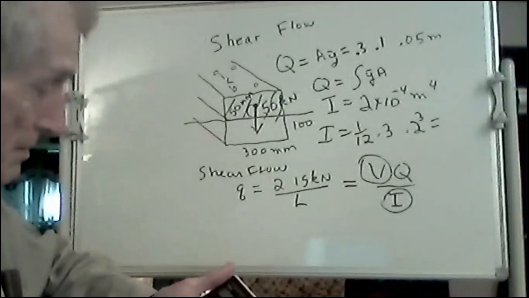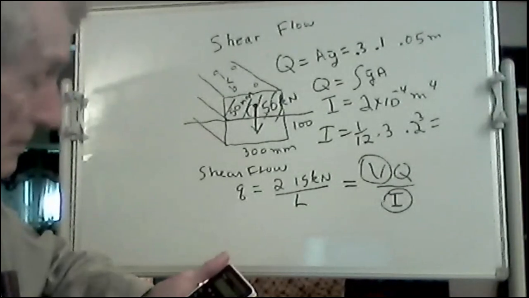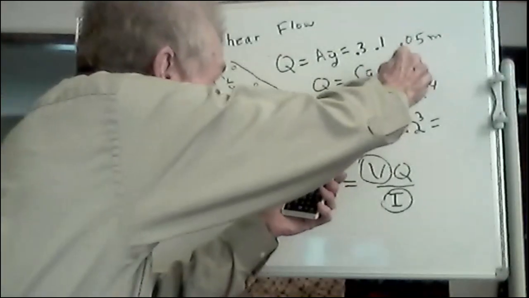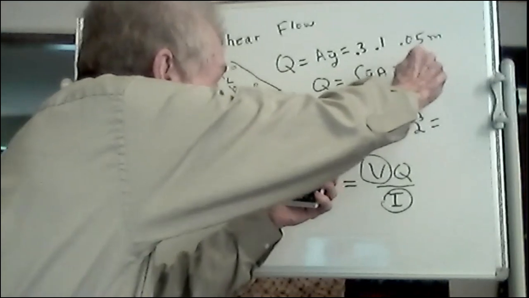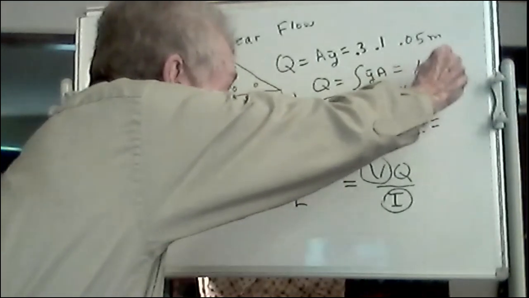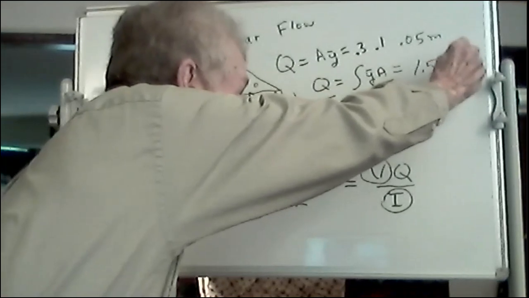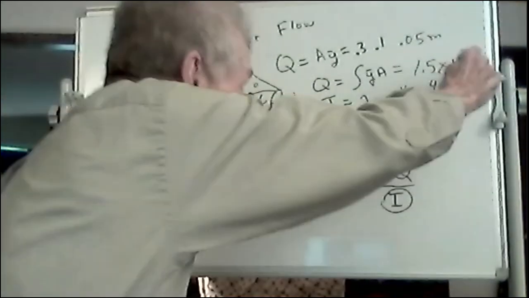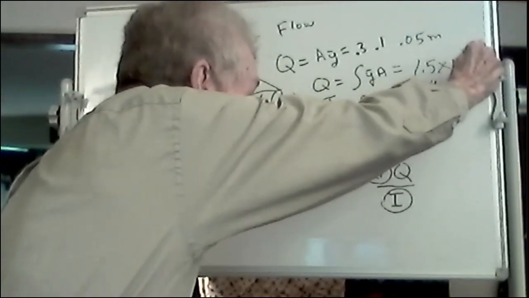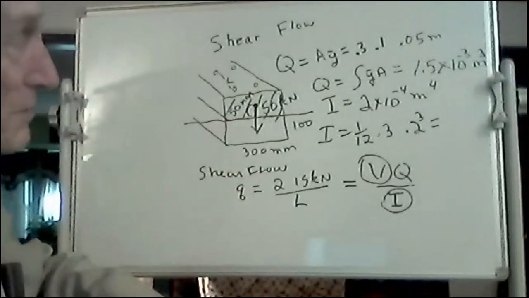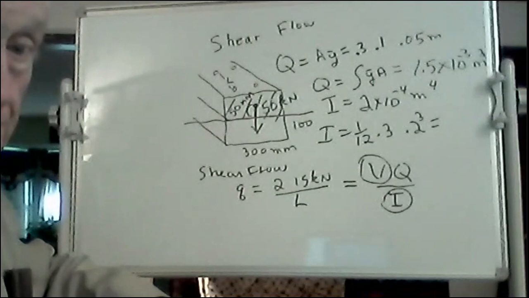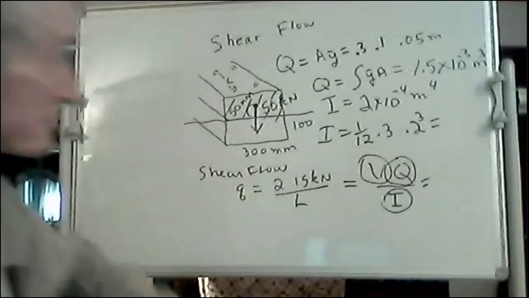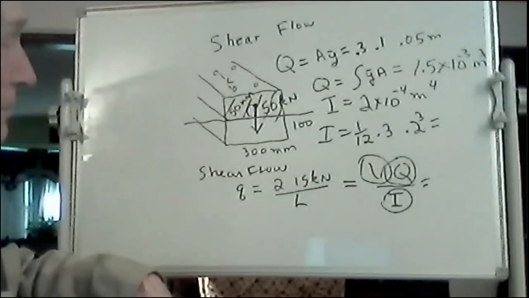Here goes. 0.3 times 0.1 times 0.05. Boy Jove, I'm getting 1.5 times 10 to the minus 3. I might be going off the board here. I bet you guys can read that. It's meters cubed. Anybody getting that 1.5 times 10 to the minus 3 meters cubed? Yes. Yay! We got all of that, so you can get that shear flow.